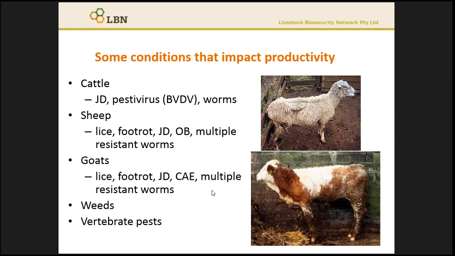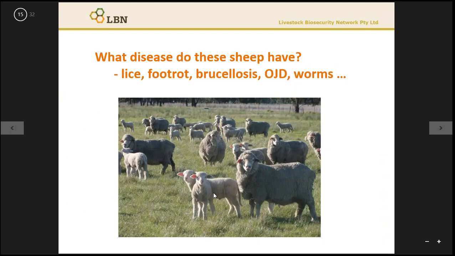So how many of these diseases are a risk to your business? And how many are impacting you right now? And how would you know? These sheep could have any or all of these conditions. What sort of assurances did you ask for before you bought these sheep? What did you do with them when you brought them on farm? Did you mix them with existing stock?